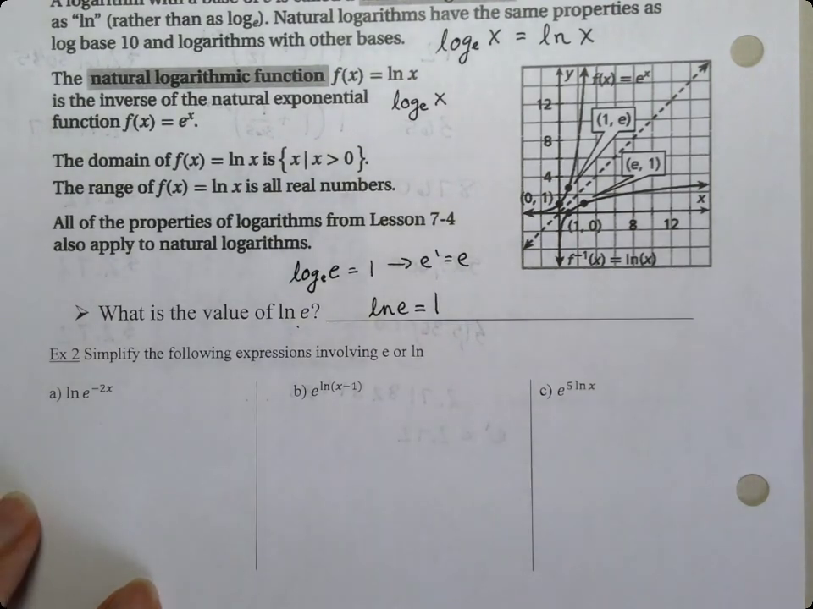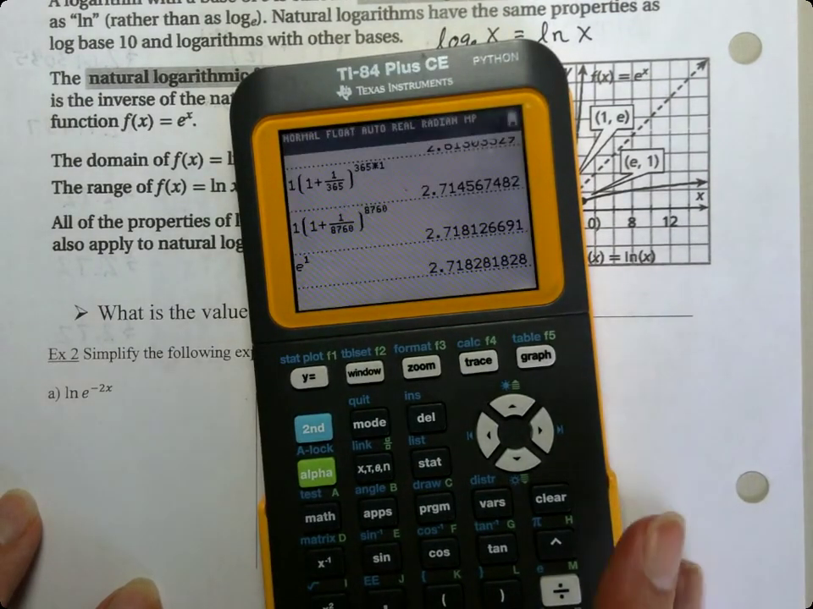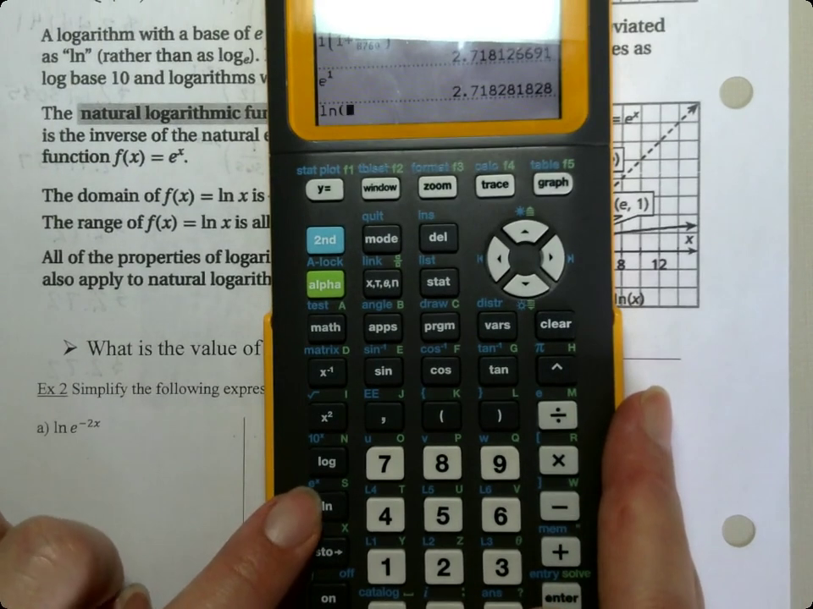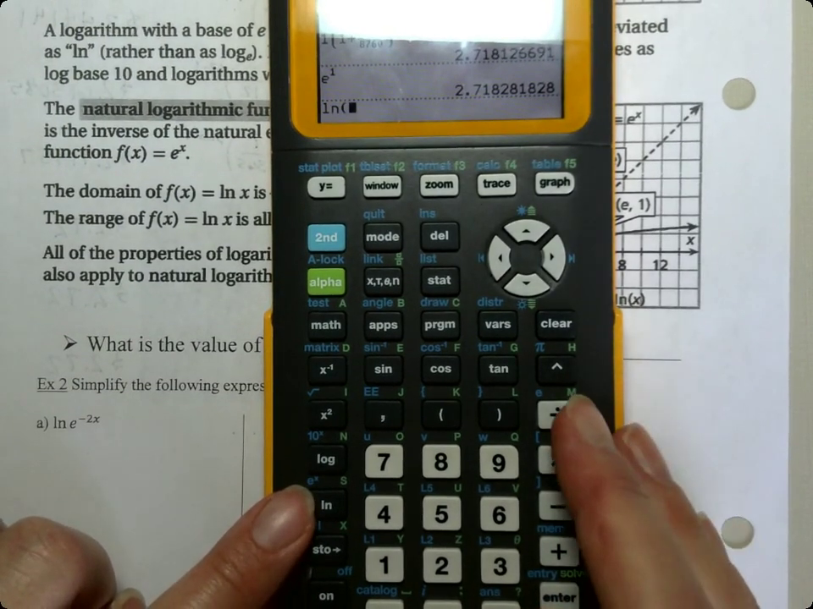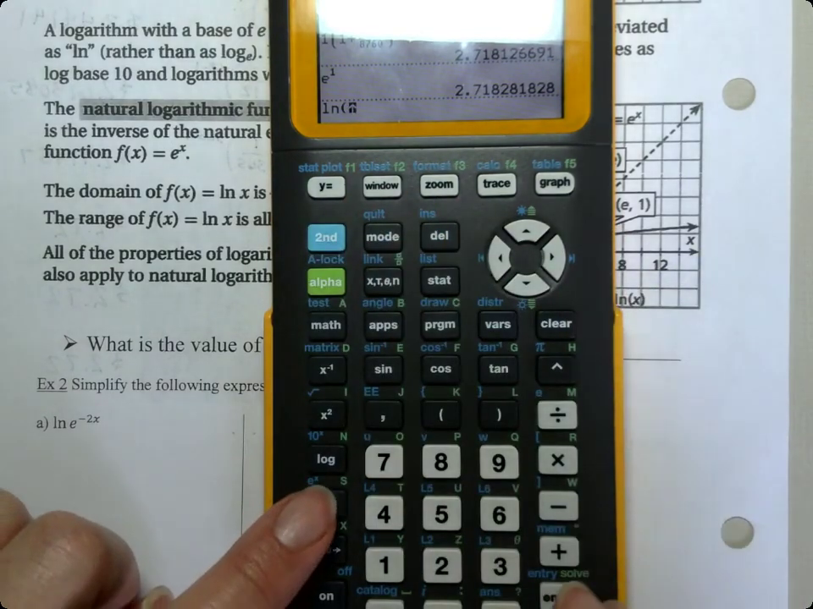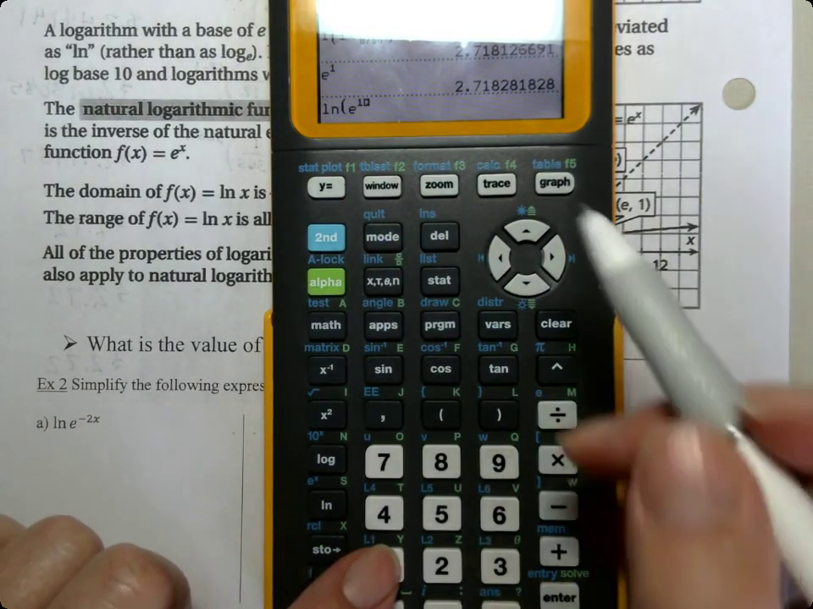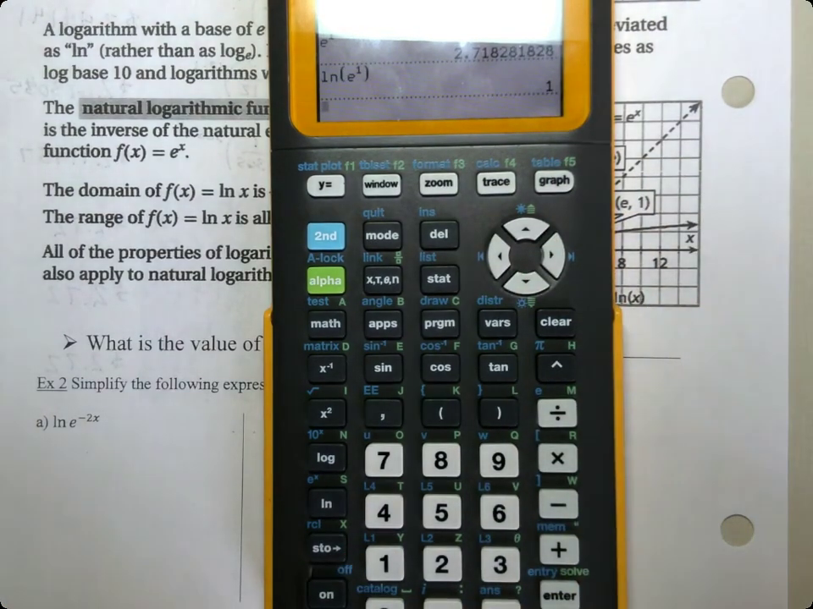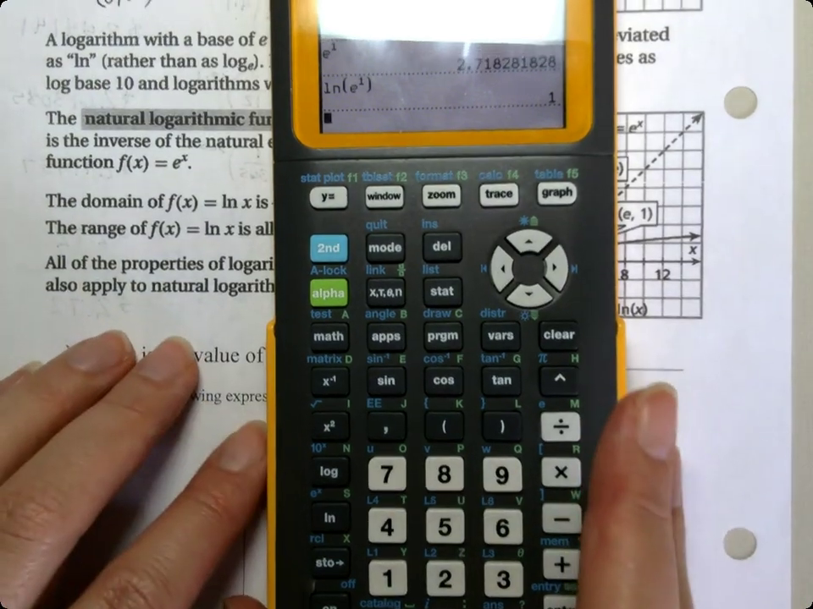Okay, if you were unsure, look at your calculator. There's your natural log key. So type in natural log, and then of e, so second and e, and you always have to put a power there. So if we just want e, we're going to use a power of 1, and there it is. Natural log of e is 1.